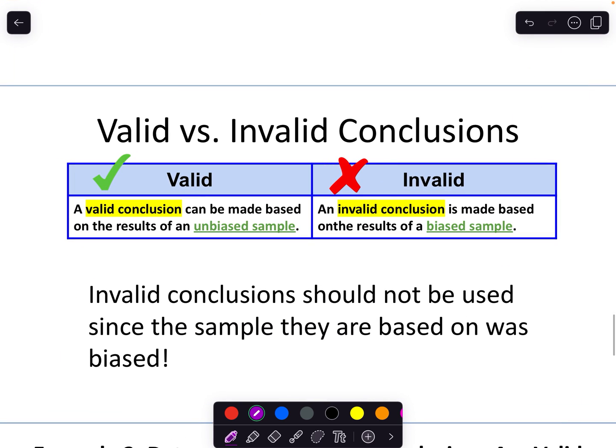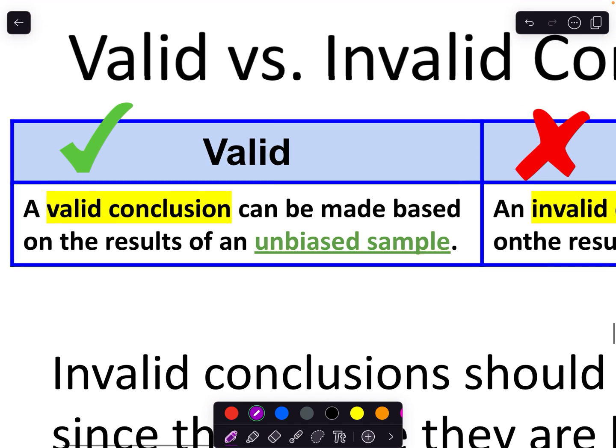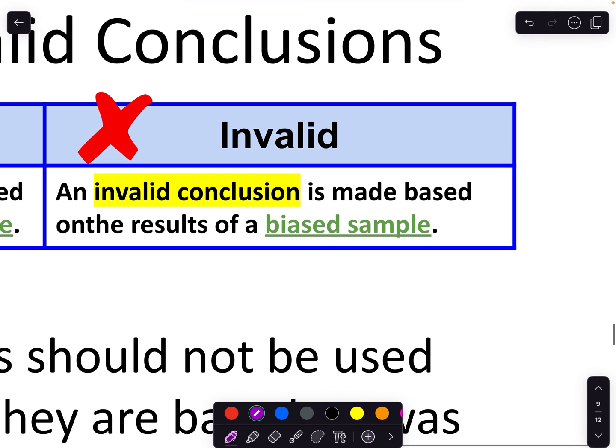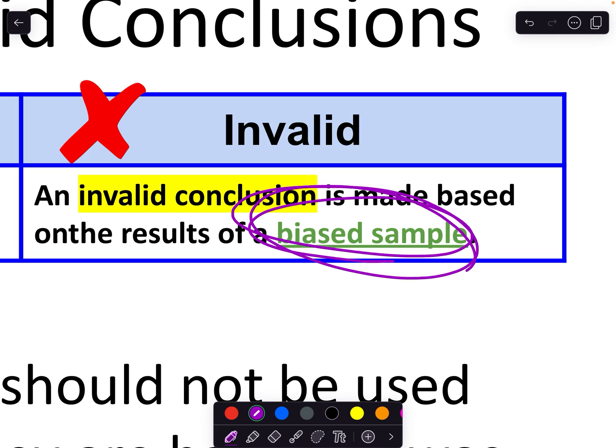Okay, so you're making conclusions about a population. That's what we're doing in that last one. So there's 2 different kinds of conclusions. You've got valid conclusions, which are good. Something being valid is like supported. It's good. And you have something that's invalid, an invalid conclusion. An invalid conclusion is the result of a biased sample. So that means your sample was either not random, not representative, or not large enough.